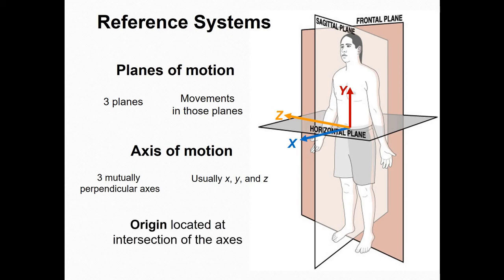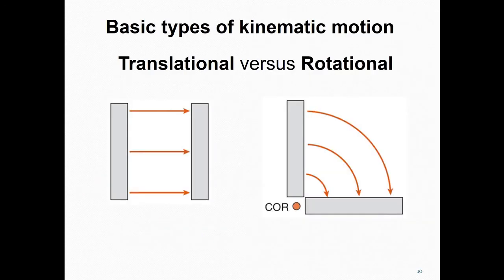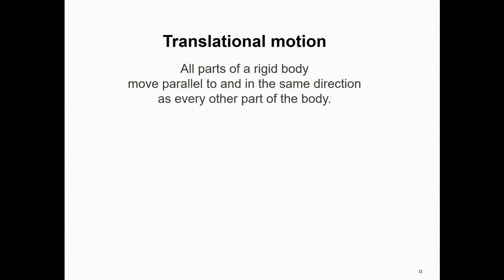The origin of the x, y, and z axes in this coordinate system is located at the intersection of the axes. There are two basic types of kinematic motion. On the left, we're seeing an object being translated, that is, undergoing a translational motion. On the right, we see a depiction of rotational motion. We will present more formal definitions of the differences between these motion types on the next couple of slides.